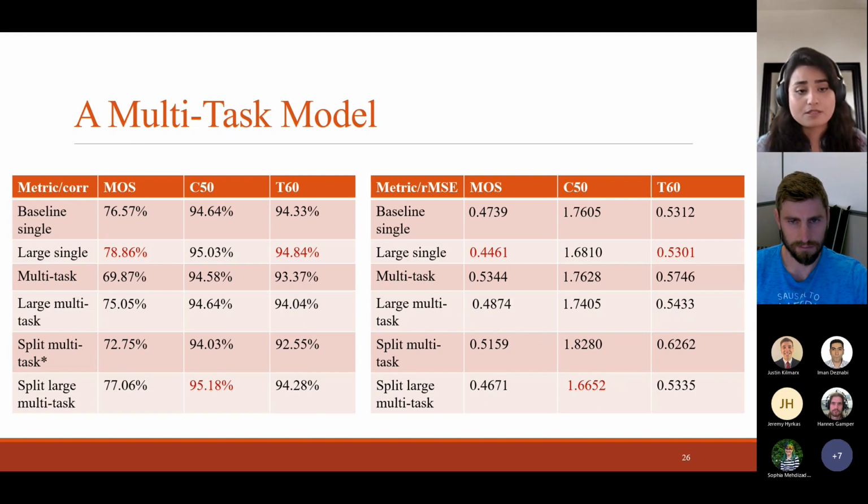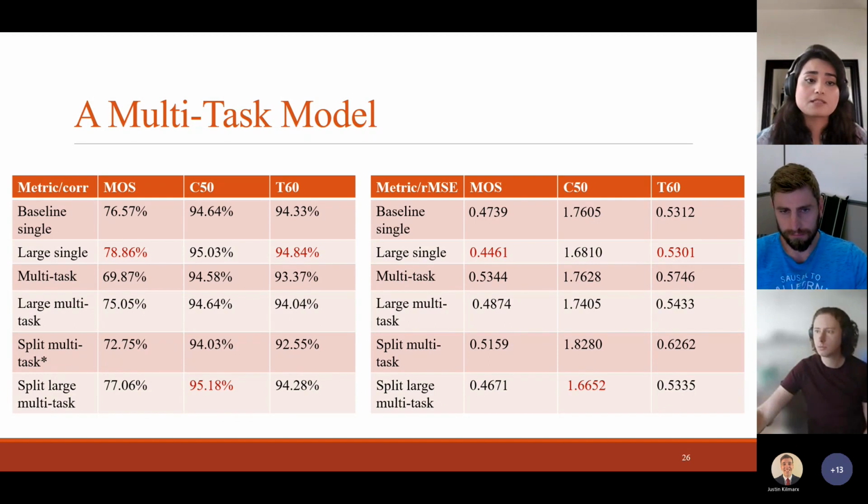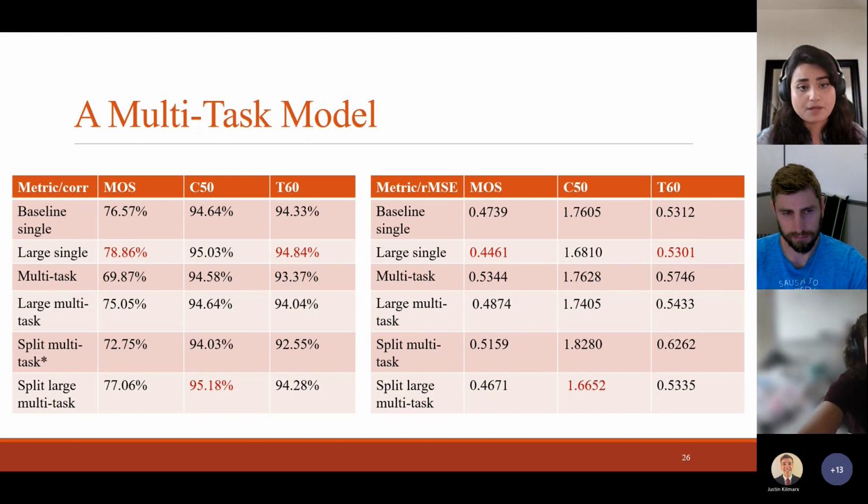The multitask performance reduced, but with increasing the model size, it improves a lot, about 6%, but still below the baseline performance. By splitting the model, it also improved the performance, but still below the baseline, which is a split multitask. With a combination of these 2, the performance could reach the baseline single task model, but not the large single task model. But the C15 performance is better than the baseline single task model.